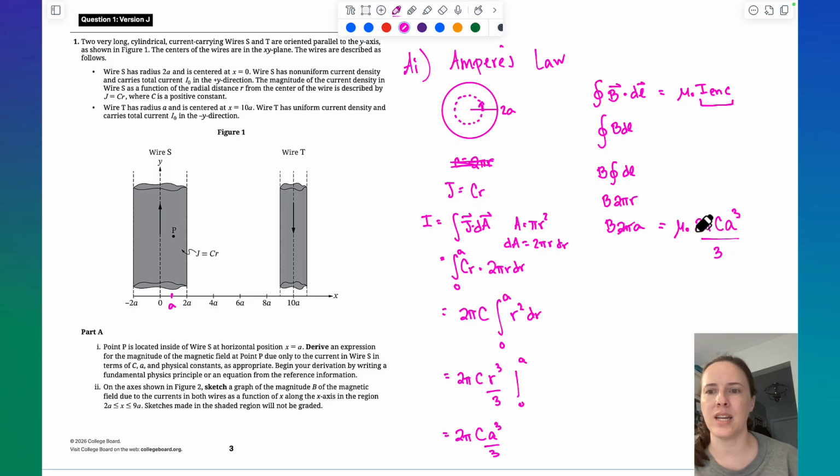Those 2 pi's are going to cancel out. One of the a's is going to cancel out, which means B at that point is going to be mu naught c a squared over 3.